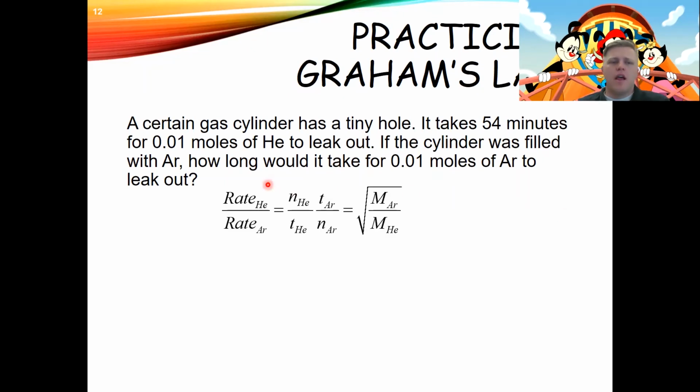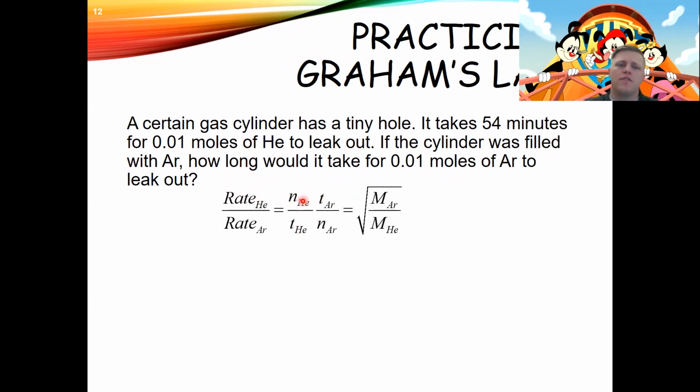And Graham's law says that the rate of helium diffusing divided by the rate of argon diffusing is going to be equal to the square root of the molecular mass of the argon divided by the molecular mass of the helium. And the word rate here specifically means the number of moles of helium that are going to be effusing over a given time. So we have moles divided by time substituted in for rate.